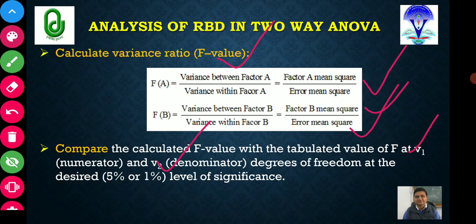The F table you have to see at 2 degrees of freedom. Which are those 2 degrees of freedom? The first is N1, that is the numerator degree of freedom, and the other is the denominator degree of freedom. The numerator degree of freedom you have to see on the right hand side, and the denominator degree of freedom you have to see in the first column. We have already seen this in the last class, so I will not repeat that.